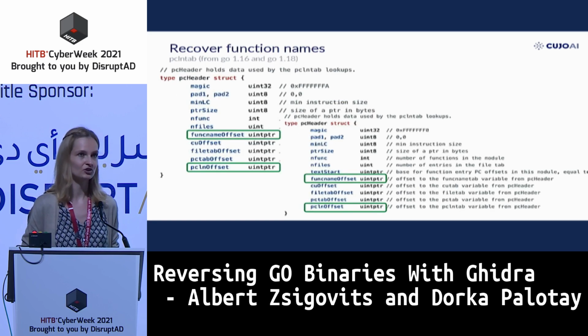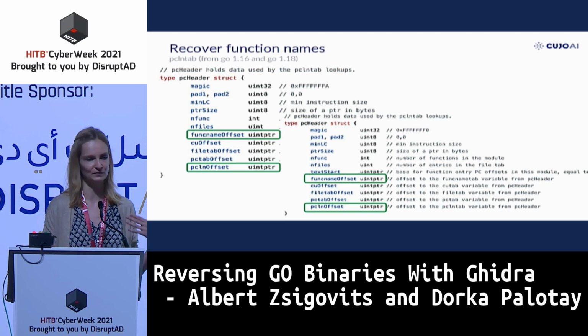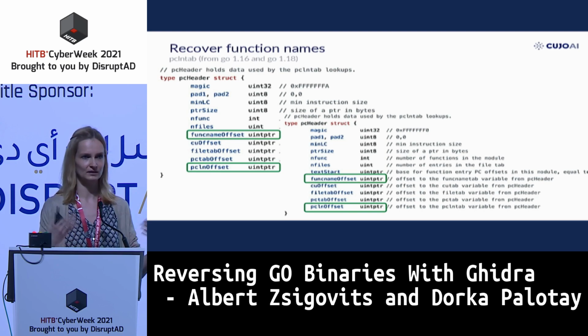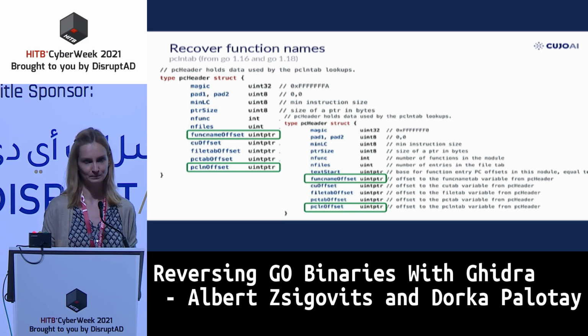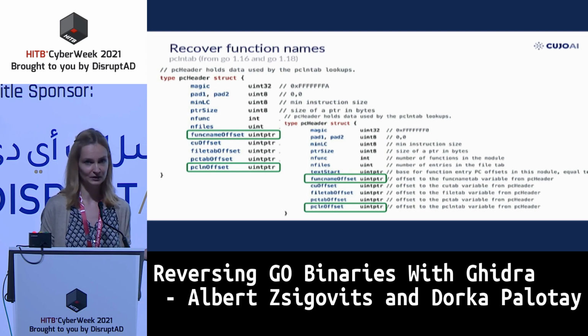This changed this year in Go version 1.16 and 1.18. Our script is already updated for 1.16 and will be shortly for 1.18 as well. So basically we still have all the information there, but the function name offset and also this function metadata table were moved to somewhere else. I won't go into details, but it's still there, so we can just find it using this information.